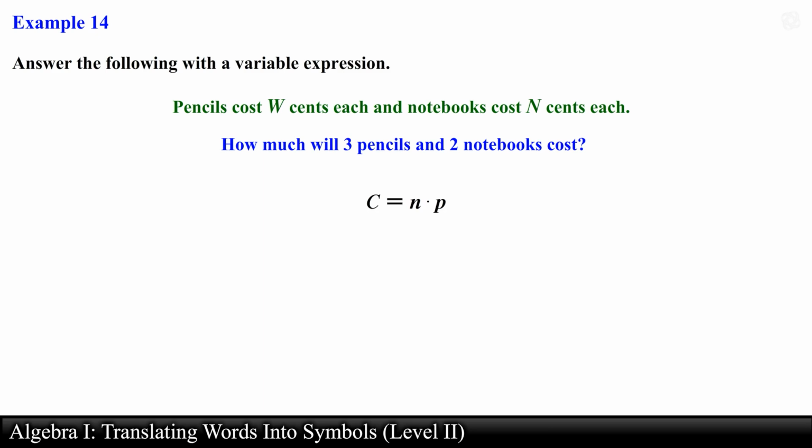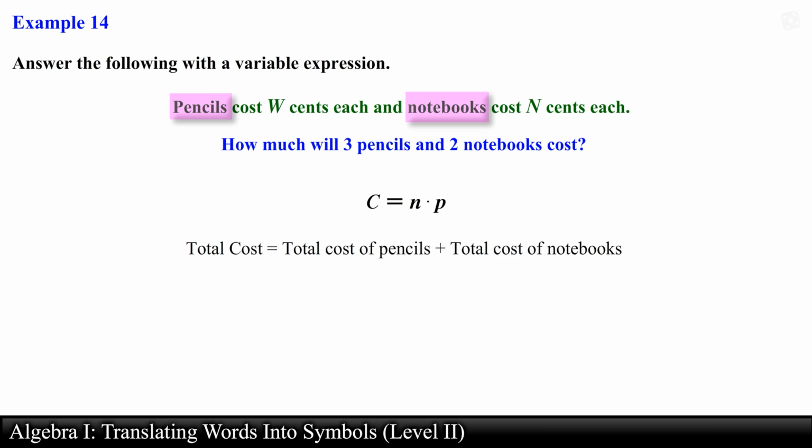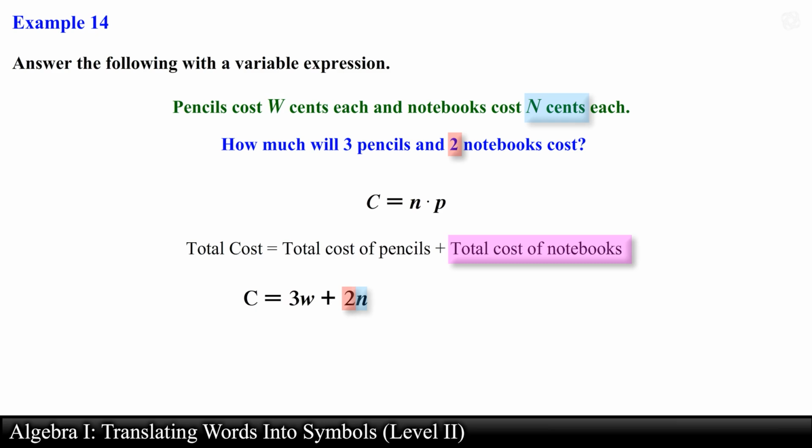But first notice that we have 2 distinct items, in this case, pencils and notebooks. So to find the total cost, we need to add the total cost of the pencils and the total cost of the notebooks. The total cost of the pencils is equal to 3W, and the total cost of the notebooks is equal to 2N. So the total cost is equal to 3W plus 2N cents. This expression represents the total cost of 3 pencils and 2 notebooks.